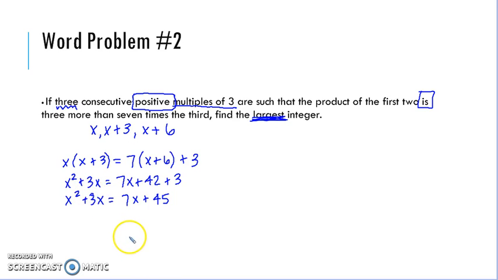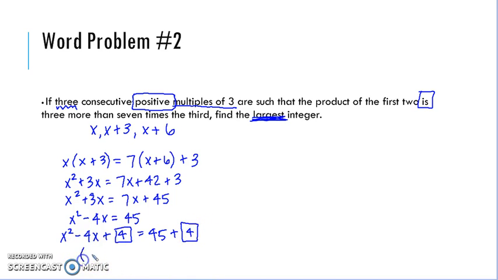Alright, now we've got several ways of solving. I'm going to go ahead and get my x's on the same side, so I'm going to subtract 7x over. So we get x squared minus 4x equals 45. My a is 1, my b is even, so we can complete the square. So from here, I've got x squared minus 4x plus the box equals 45 plus the box. b over 2 squared is 2 squared, which is 4.